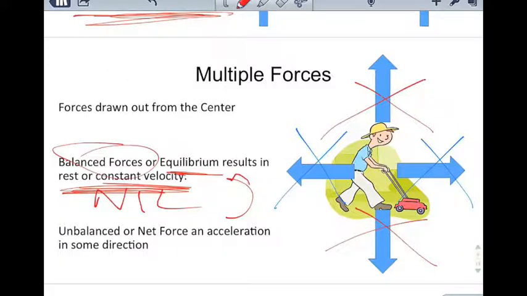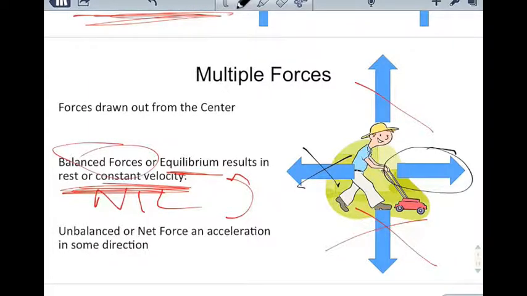Now, when you have an unbalanced force, an unbalanced or net force, say this force left actually didn't cancel out the force right. Instead, this part cancels out, but I have a leftover force right here that doesn't. Whenever you have an unbalanced or net force, that means there has to be some sort of acceleration.